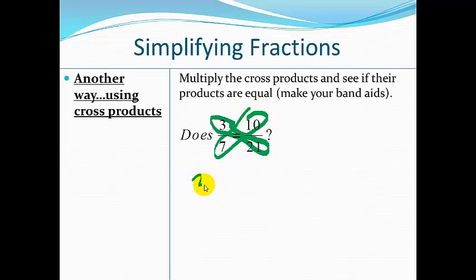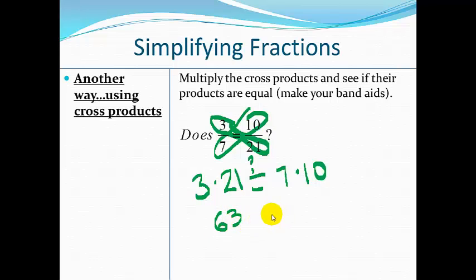Okay, so I want to multiply 3 times 21 and see, we're not sure, so it's a question mark, if it equals 7 times 10. Well, if I multiply 3 times 21, I should end up with 63. And 7 times 10 is 70. And are those equal? No, they're not equal. Because they're not equal, they are not equivalent fractions. And that's a pretty quick, easy way versus going to make it simplest form, because sometimes that could be hard to factor out.